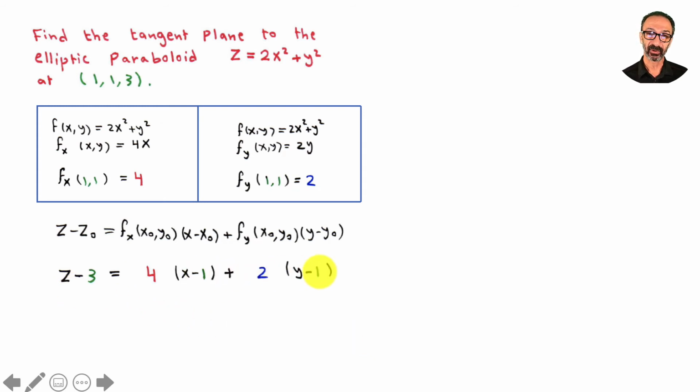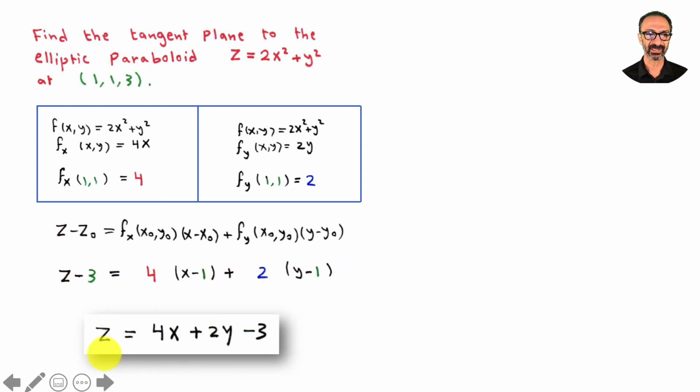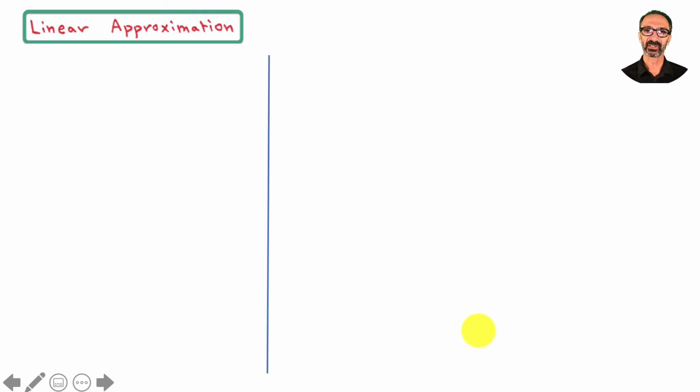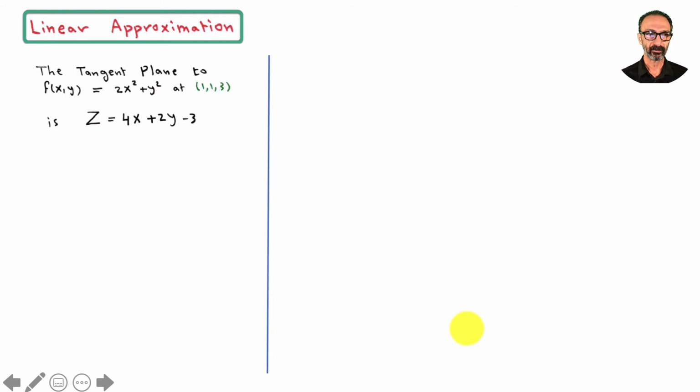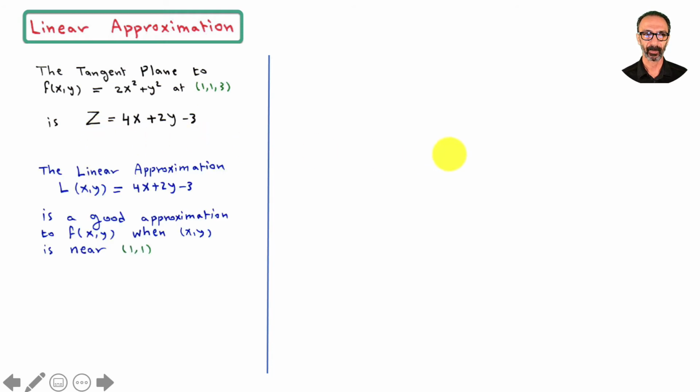A cleaner look for this using simple algebra will be z equals 4x plus 2y minus 3. This is a plane. Linear in x, y, and z. That is a plane. That's the tangent plane. Linear approximation. The tangent plane to what we just talked about at 1, 1, 3 was found in the previous slide as follows. The linear approximation.